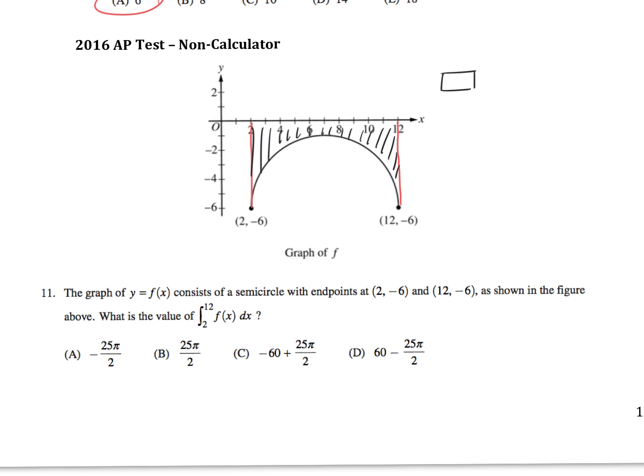Area of the rectangle. Is the rectangle above the x-axis or below it? So we want it to be negative, right? Area's got to be negative. What times what to find the area of this big old rectangle? 10 times negative 6. Are we okay with that? That's going to say the area of that rectangle down there is negative 60.